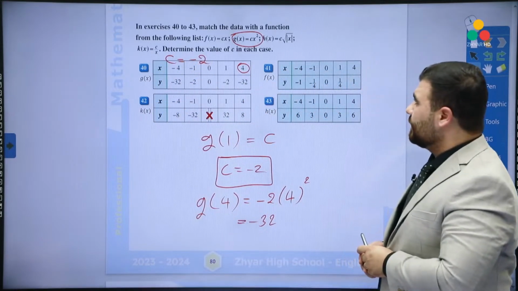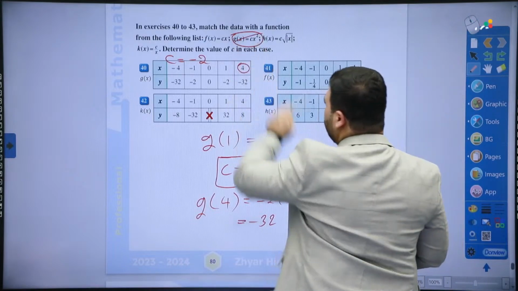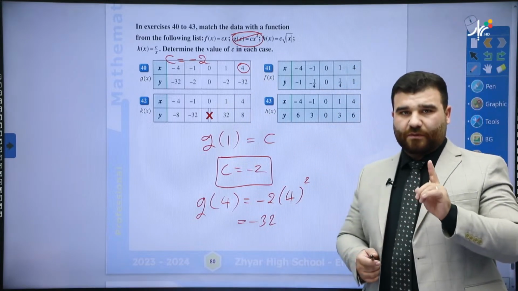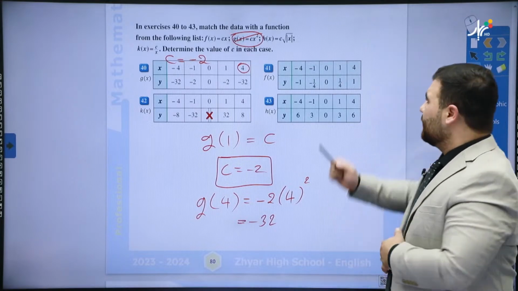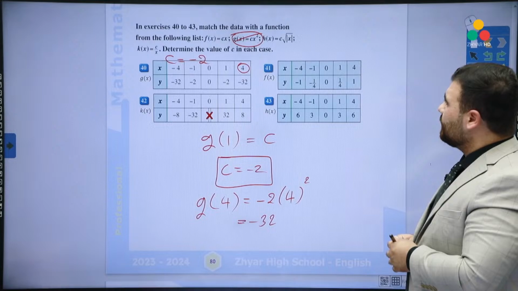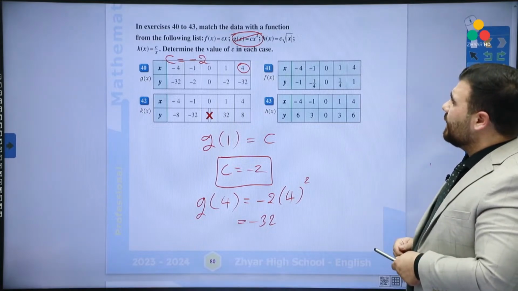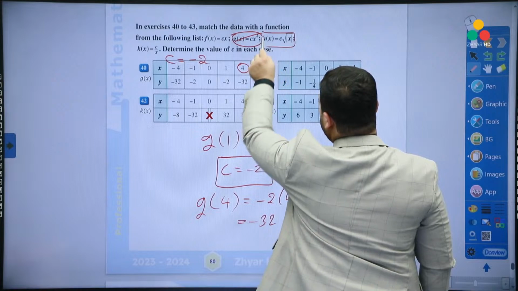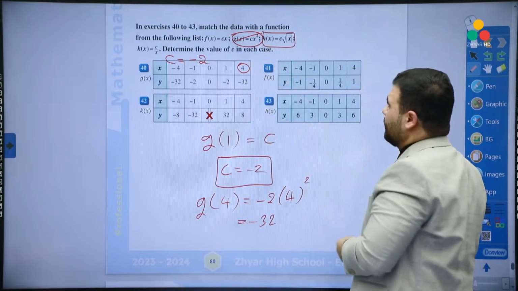Question 41. When x is equal to 1, 1 is the easiest number to check. When x is 1, let's put 1 in place of x in the functions. If we put 1 here, let's see how h doesn't work for this table.